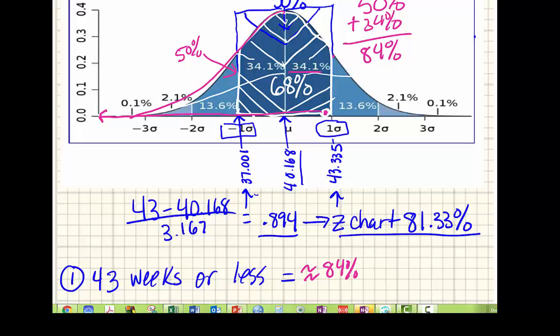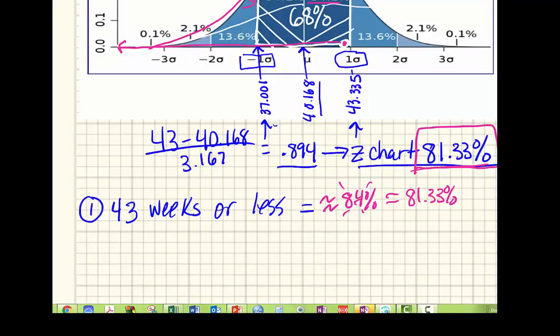But the way we know that for sure is we look it up on the z-chart. So we looked up the value on the z-chart and we got 81.33%. So what this 81.33% tells us is that actually it's not 84, it is very close to 81.33 percent of the time that we expect this project to complete in 43 weeks or less. So 83% of the time this project will complete in 43 weeks or less.